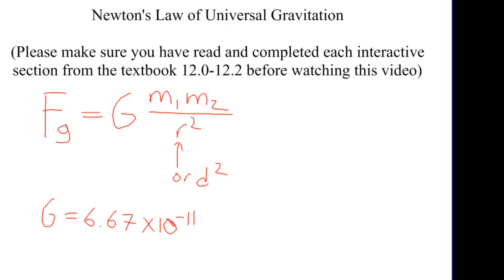So any two objects that have mass are attracted to each other by the force of gravity. Now because the gravitational constant is so small, 6.67 times 10 to the negative 11, if the objects don't have a lot of mass, we're going to get a very small force of gravity. But if the objects do have a large mass, then we get a large force of gravity, like planets, suns, and the Earth. Let's look at some example problems we can solve with this equation.